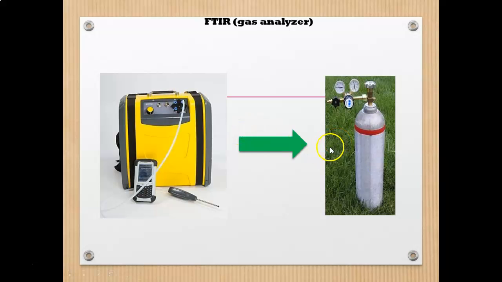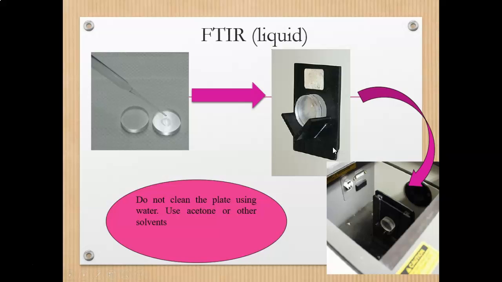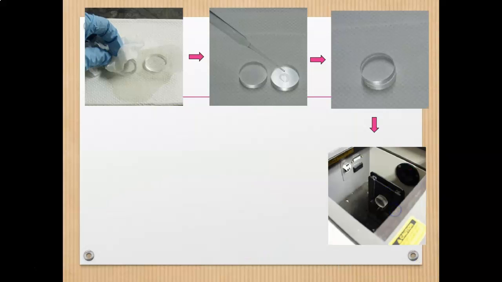This one is the preparation for FTIR in liquid. This is the NaCl plate, so do not clean the plate using water. We can use acetone or other solvent. The sample is placed between the two plates, and clamped with the black plate.